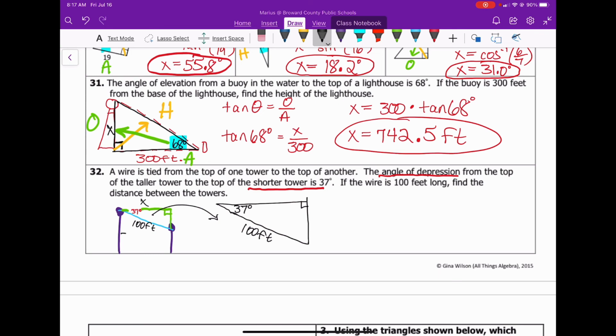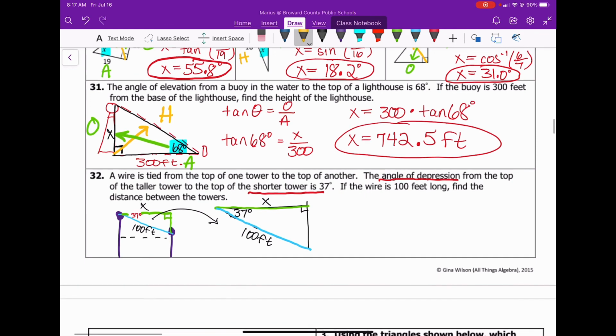Because if the distance between the two towers is this distance, then the top of my green line, which would have been right here, right? Here's the green line. And here's the wire. I'm just color coding it just in case. So the distance that we're looking for is the distance across between the two towers. So that's how we would label our diagram.